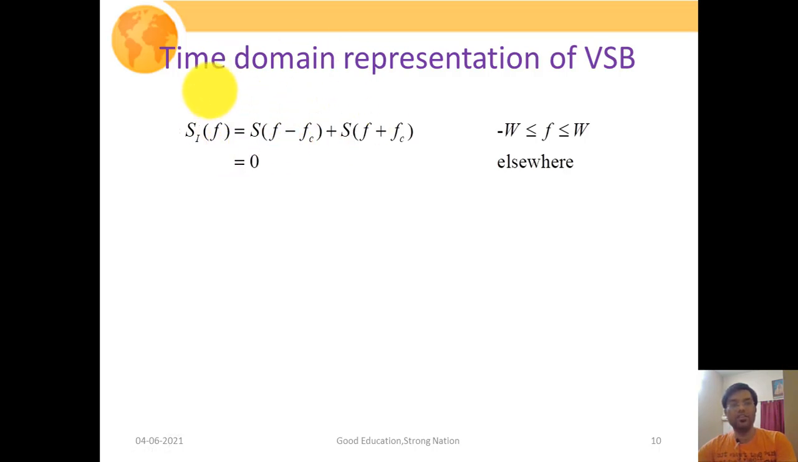Suppose the Fourier transform of S(t) is given as S of f. When we multiply that signal with cos of 2 pi fc t, the Fourier transform we get is S of f minus fc plus S of f plus fc. So the spectrum gets shifted by the carrier frequency fc, and the in-phase component value will be 0 elsewhere, that is, beyond that value of W, its value will be equal to 0.